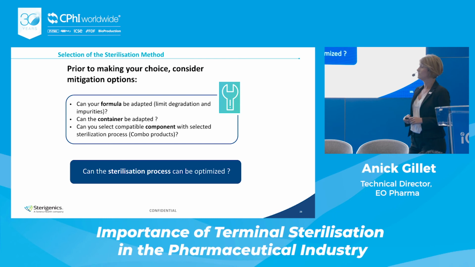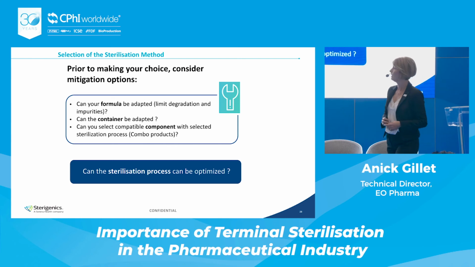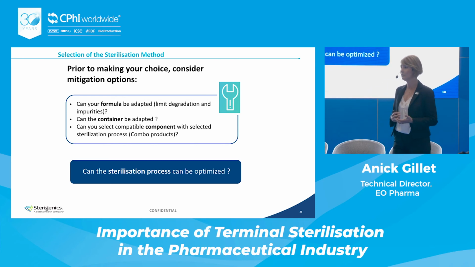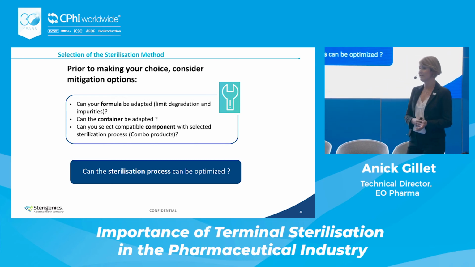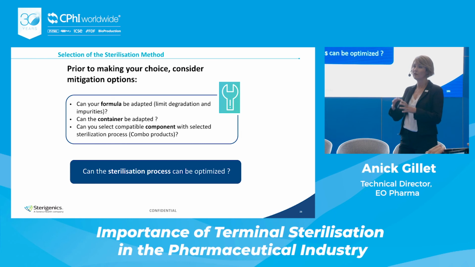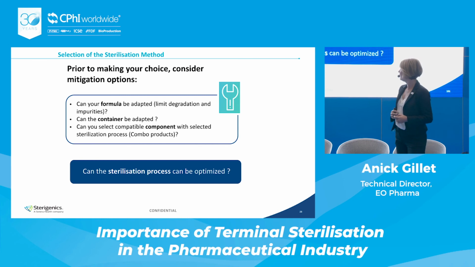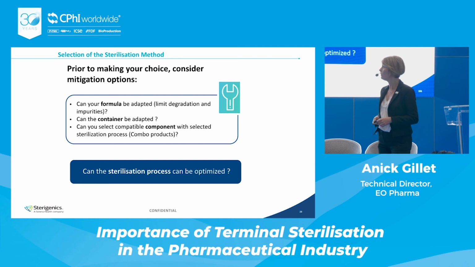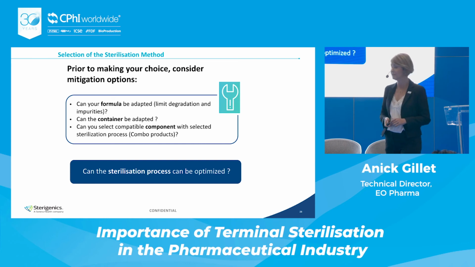Prior to making your choice, you have to see if you can adapt something in your product. Maybe you can change your formula, adapt some excipients so they resist exposure, or maybe you can adapt your container, or select other components. Those are the possibilities you have on your manufacturing side. After that, you should talk to your subcontractor to see if the sterilization process itself can be optimized, because there are different options there. And we will briefly see some examples.